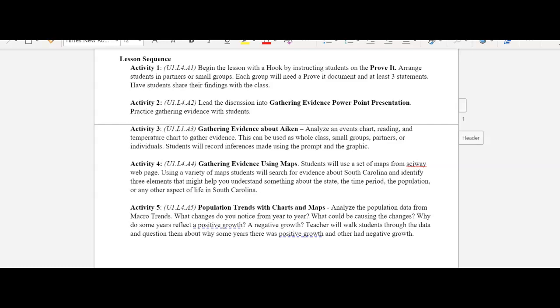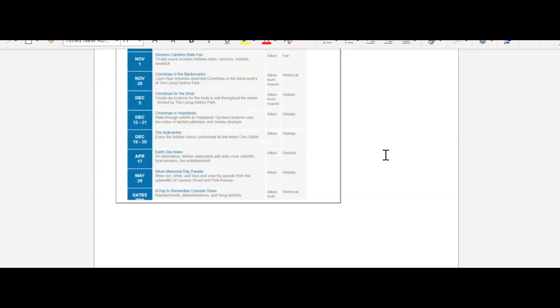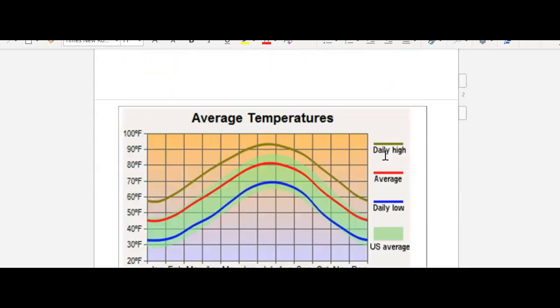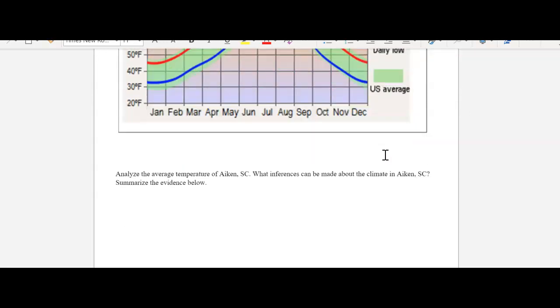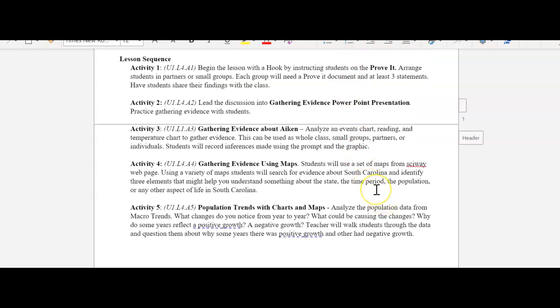Activity 3 is gathering information or evidence about Aiken. So in this activity, you can see that we've put some different graphics here. So here would be like a calendar. What evidence can we gather from this? Here we have a reading. What evidence can we gather from a reading? And then we have a temperature chart or graph. Okay, so just different resources to use to gather information, and all of those documents are about Aiken. If you live in a different town, please change those for places that apply to you.